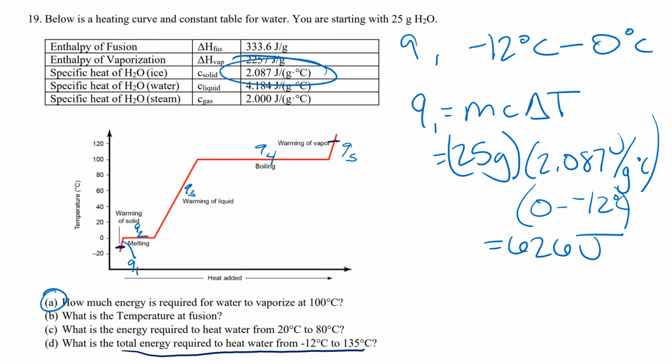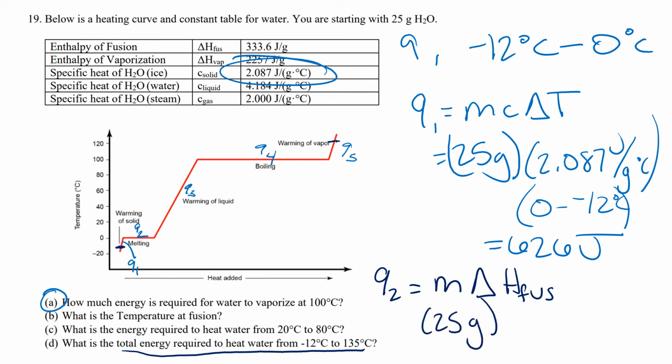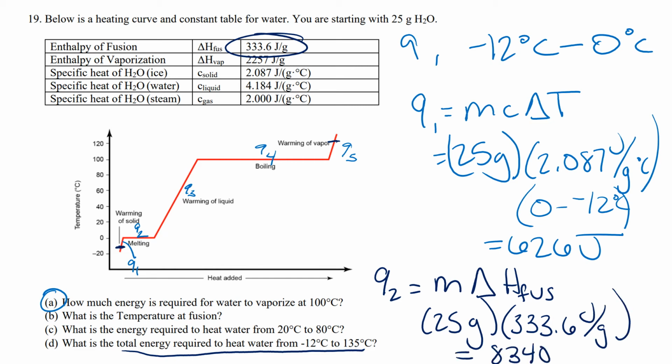Q2, since this is a transition in phase, I have to use m times delta H of fusion, since we're trying to overcome this horizontal line, which just represents that phase change. 25 grams times delta H of fusion, which is 333. And I get 8,340 joules.